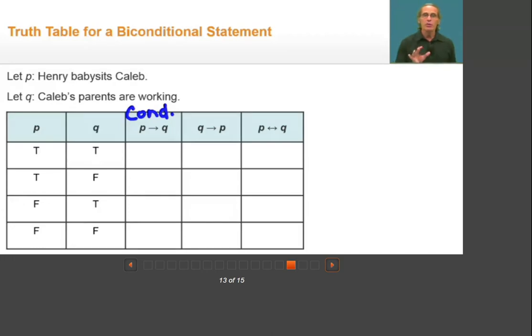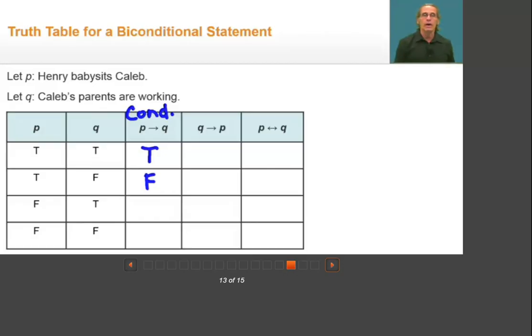Now, if P and Q are true, then the conditional statement is also true. If P is true and Q is false, as we see in the second row, then the conditional statement is false. Why should this be? Well, if Henry is babysitting Caleb, but then Caleb's parents are not working, there's got to be something wrong with the argument. So the conditional is false because the conclusion should be true when the hypothesis is true.